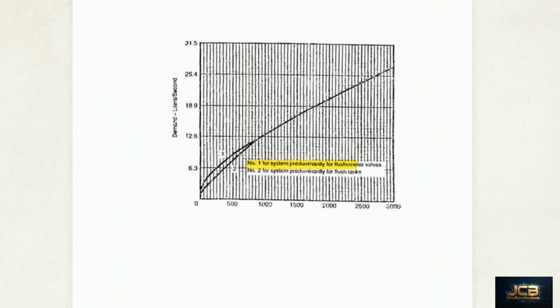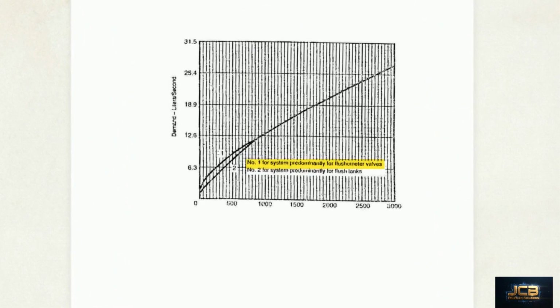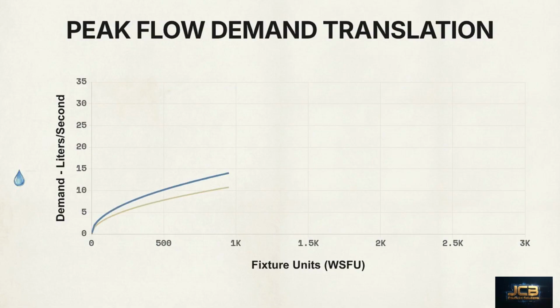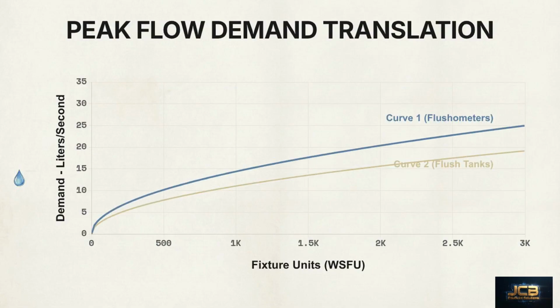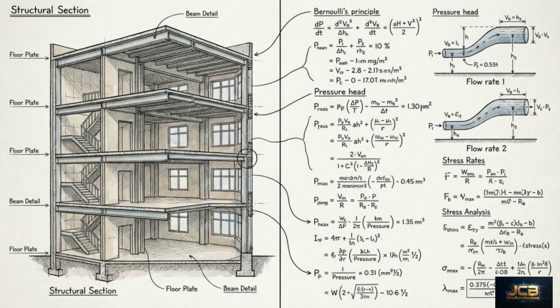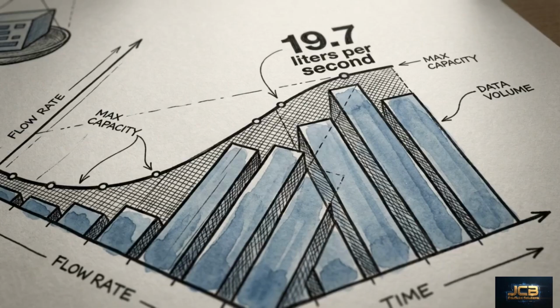Notice curve 1. It is applied strictly to systems dominated by flushometer valves, accounting for their sudden, high-volume surge. To plot our system, we locate 1,866 on the horizontal axis, trace straight up to intersect curve 1, and read the resulting flow rate on the vertical axis on the left. By navigating the table and the chart, we have translated the architect's building layout into a concrete engineering requirement. Our peak demand is exactly 19.7 liters per second.